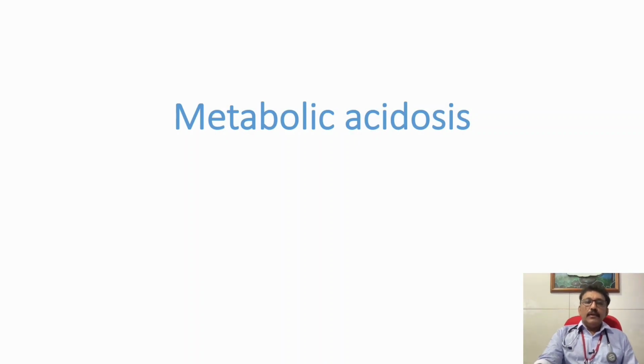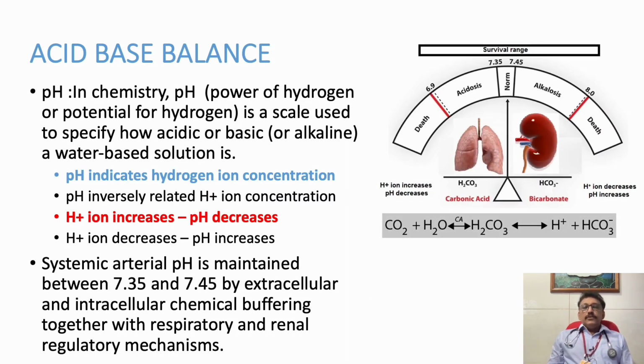Today let us discuss metabolic acidosis, one of the important acid-base disturbances in the emergency room. In the previous class we learned that our body pH is maintained between 7.35 and 7.45 by our lungs and kidneys. The lungs, with carbon dioxide and carbonic acid, increase or decrease pH by increasing or decreasing carbonic acid, whereas the kidney will try to remove hydrogen ion and increase or decrease bicarbonate levels and try to maintain the buffering system.